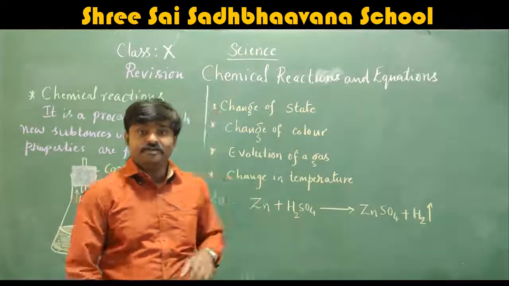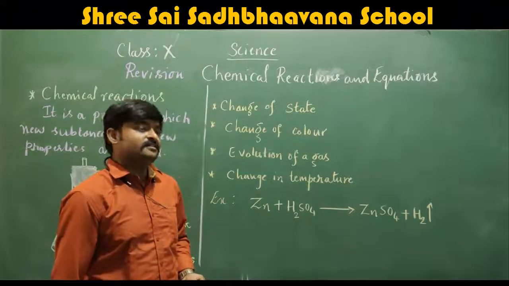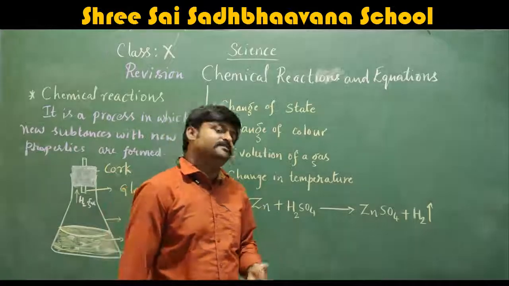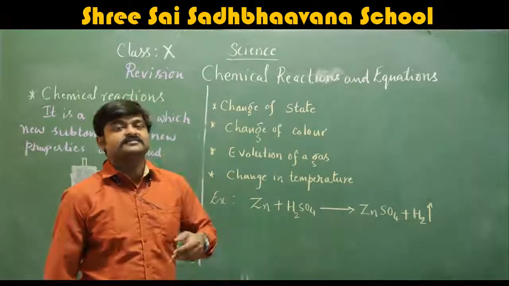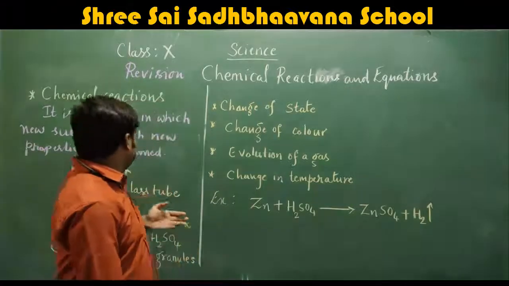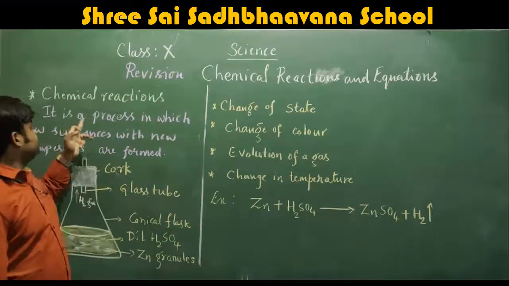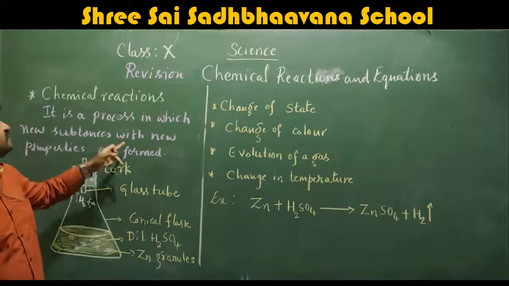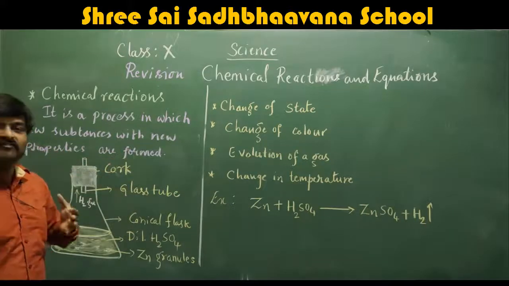Sulfur is present in the onion. When sulfur combines with oxygen, it forms sulfur dioxide. The sulfur dioxide causes tears. Are you understanding? So likewise, it is a process in which new substances with new properties are formed.